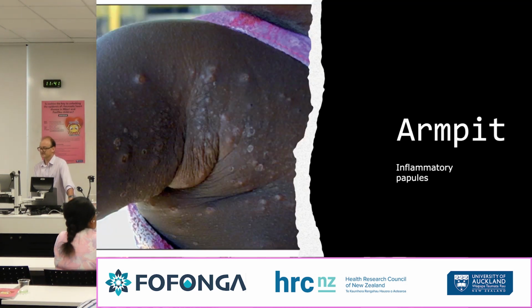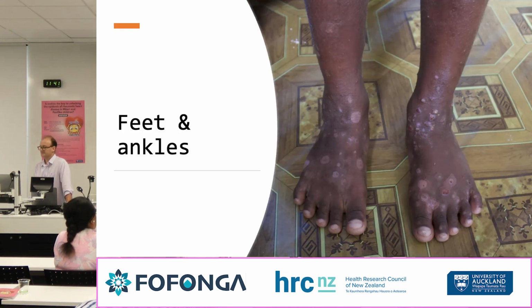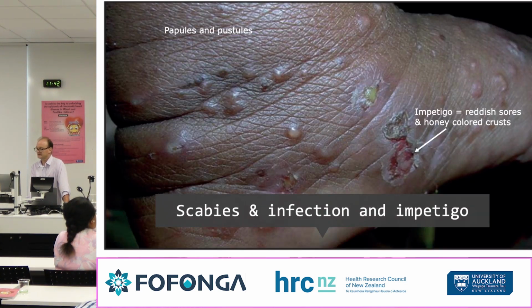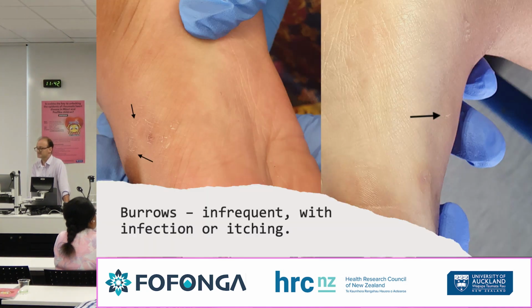This is from an Australian document showing papules in the armpit, feet and ankles. You can see some evidence of hypopigmentation associated with the scabies, signs of infection. Here we've got the papules, pustules, and evidence of infection. These were reviewed by one of the dermatologists associated with our study, and she thought these were burrows, which are reasonably subtle, I think you'd agree.